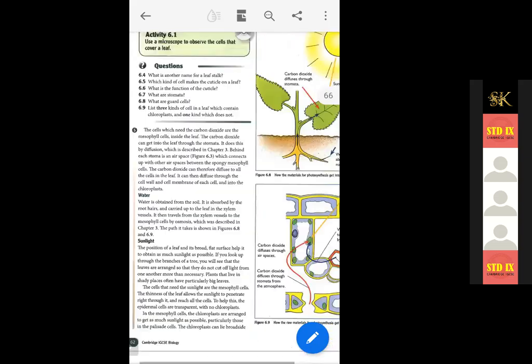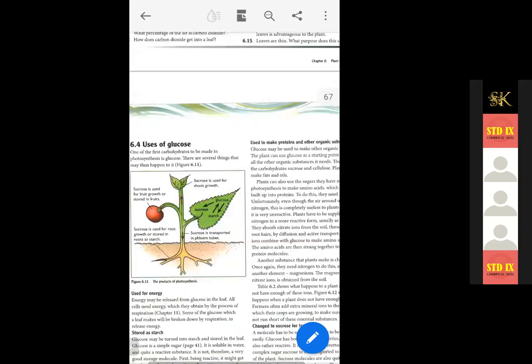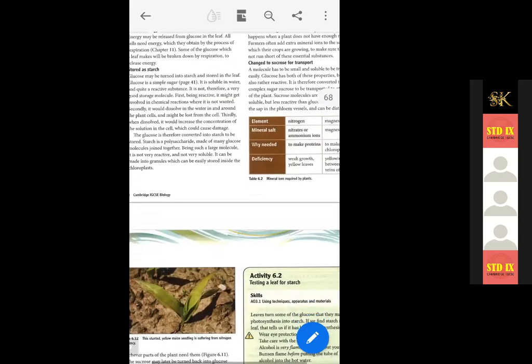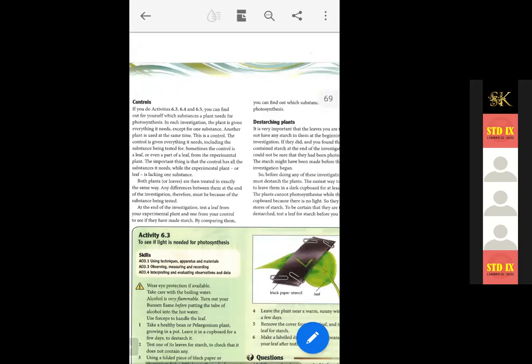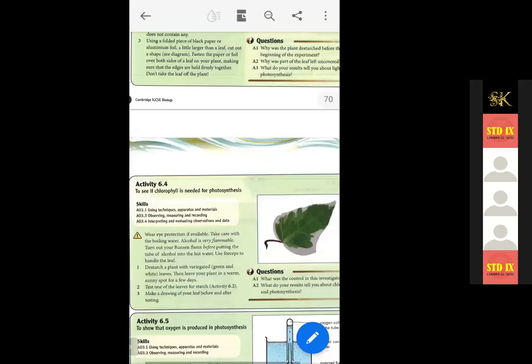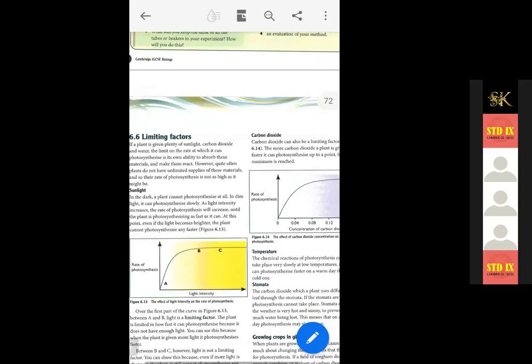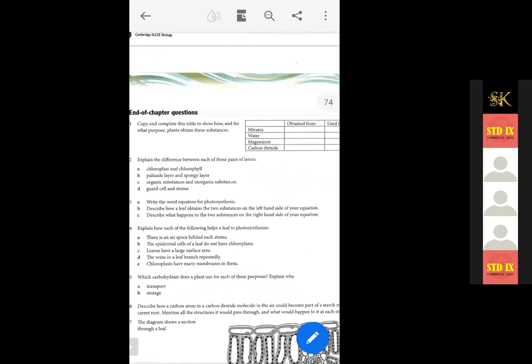Now let's see what is there in number 4. Explain how each of the following helps a leaf to photosynthesize. A, there is an air space behind its stoma. So how does that air space help the plant? It helps carbon dioxide get in the plant and release the oxygen.